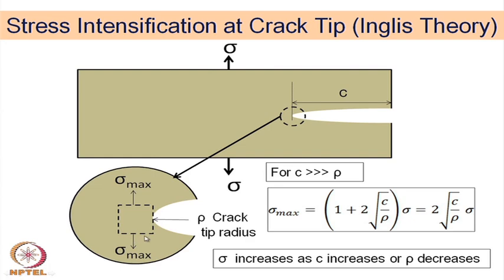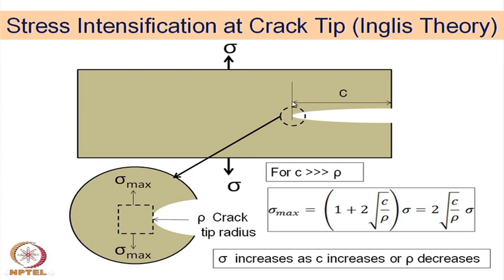You will see that in this part of the solid a different amount of stress is being experienced or generated than in this part. Okay. Why that is so, we can find out. Before that we define this geometry. The rho is the crack tip radius, the radius of curvature here is rho, and the total half length of the crack is c.